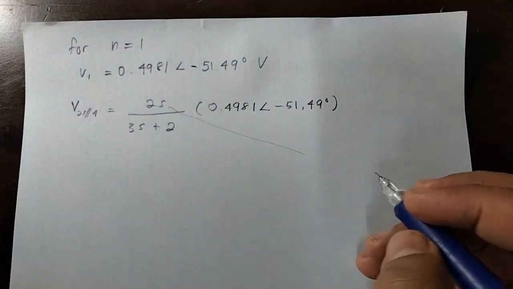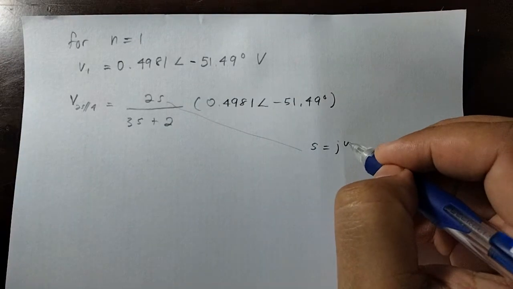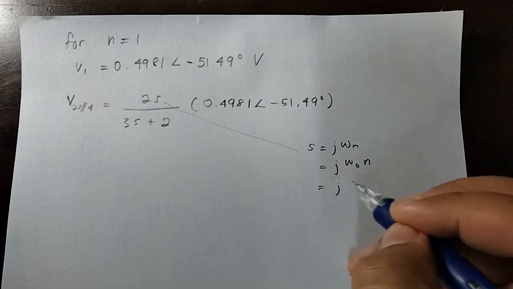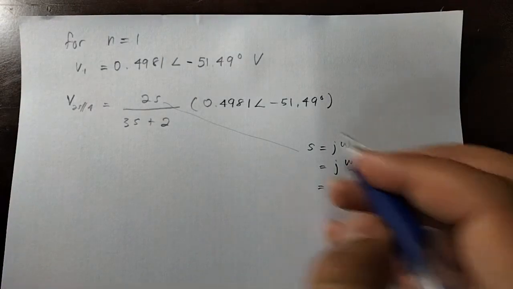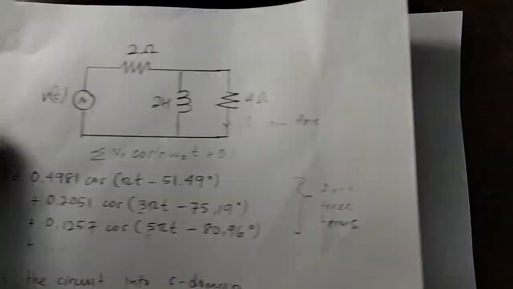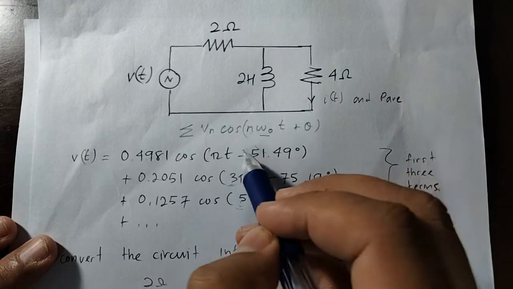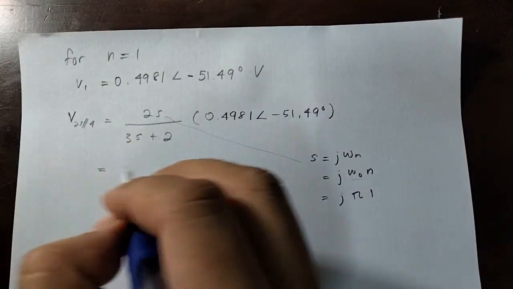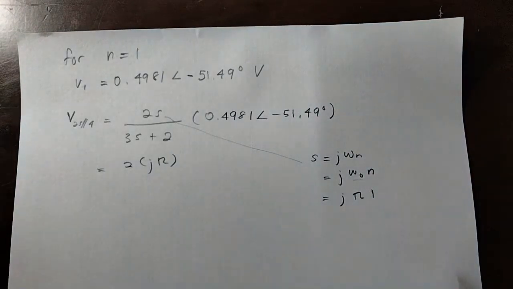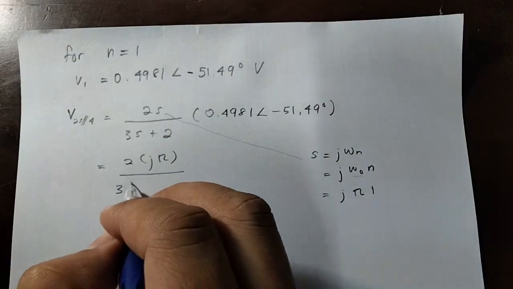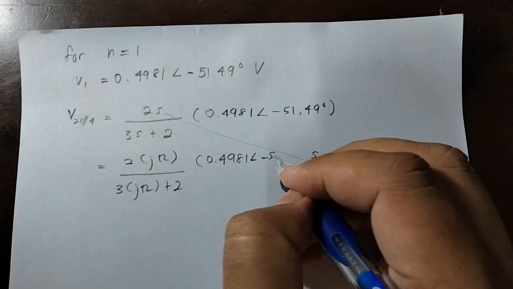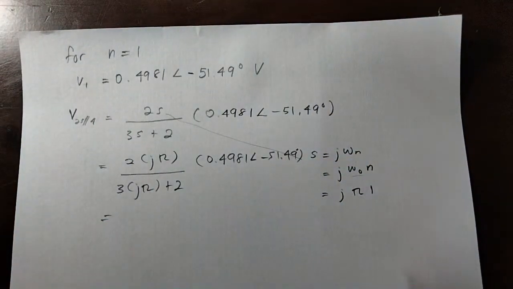Okay, so now we have to solve for s. s is basically j omega n, which is j omega naught n, and in this case omega naught is pi and n is 1. So omega naught comes from here, which is pi, right? Okay, so we can finally solve for the voltage, with j pi plus 2 and 0.4981 with angle 51.49.